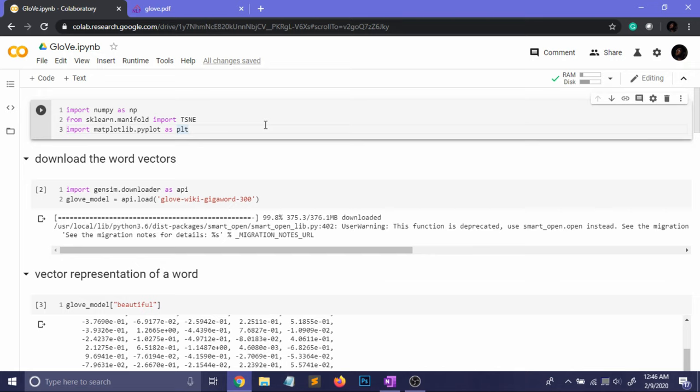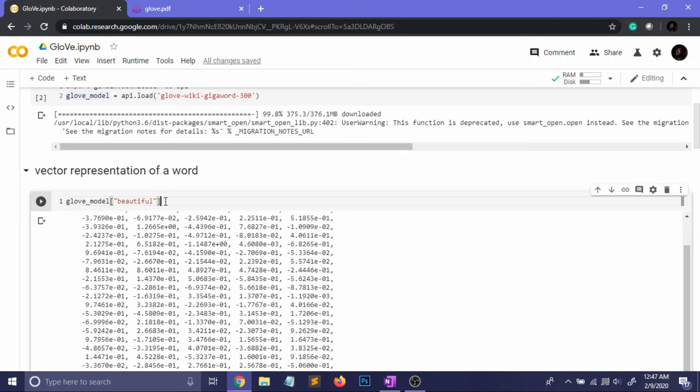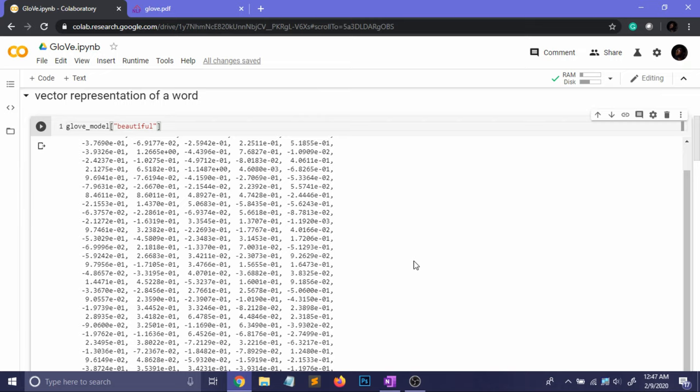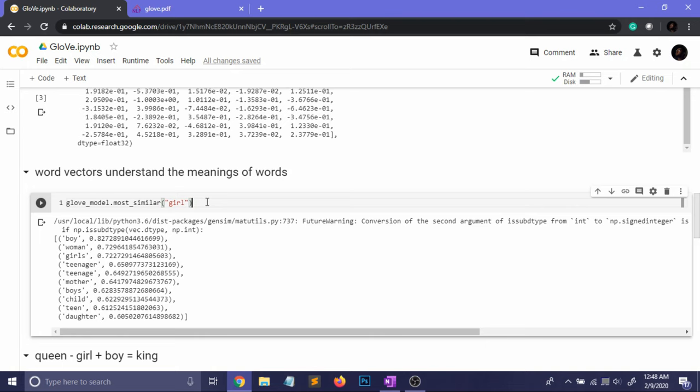So after importing the libraries, I'm gonna import the gensim downloader, and here in the load function I'm gonna pass this thing. This is actually the GloVe word vectors for a Wikipedia text, and the number of dimensions is 300, okay? And I am loading this thing to our variable called glove model, and I am then representing one word into its vector form. So the word I have taken here is beautiful, and if I just scroll down, you can see the word is represented as an array that is a vector.